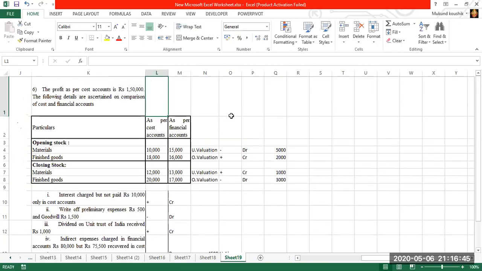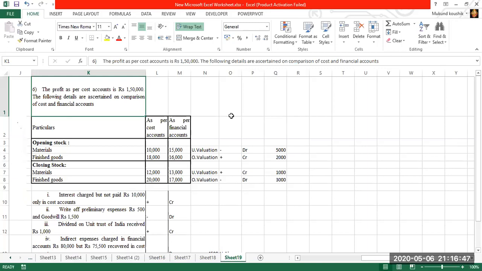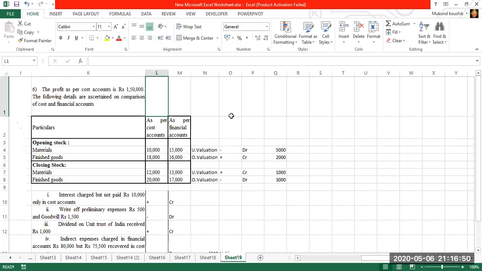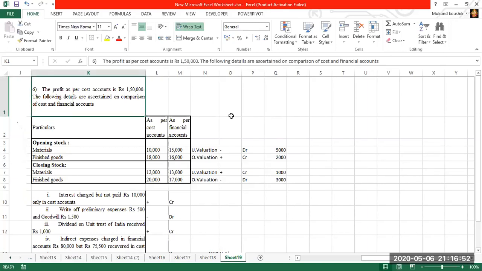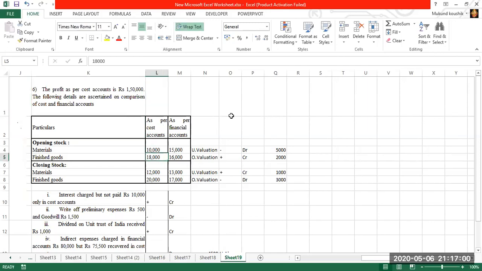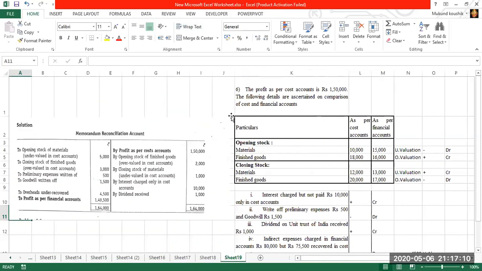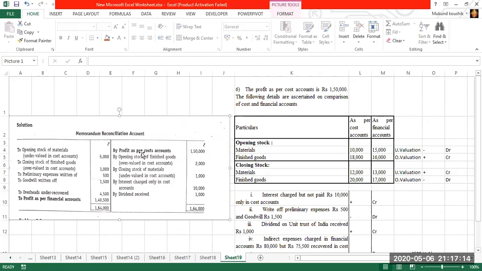So how do you have to start? On the credit side, you have to start with cost accounting profit of 1,50,000. So on the credit side of the memorandum reconciliation account, start with profit as per cost accounting 1,50,000. Then again all the items which you are supposed to add, you have to record on the credit side, and all amounts which you are supposed to deduct or subtract should be recorded on the debit side, and whatever balancing figure you get on the debit side will be your profit as per financial account. So see, the answer is given here, because I already explained.